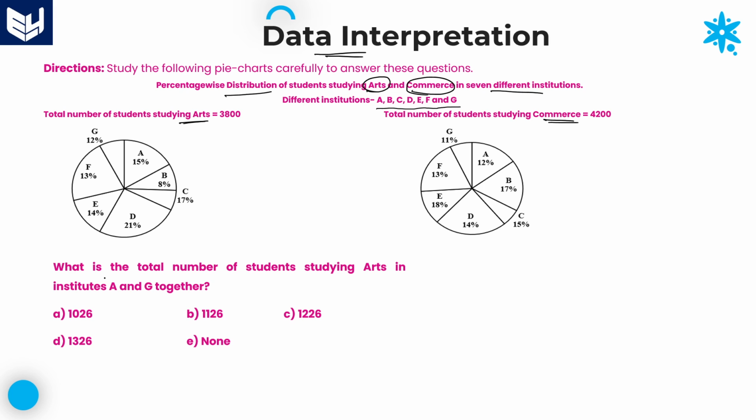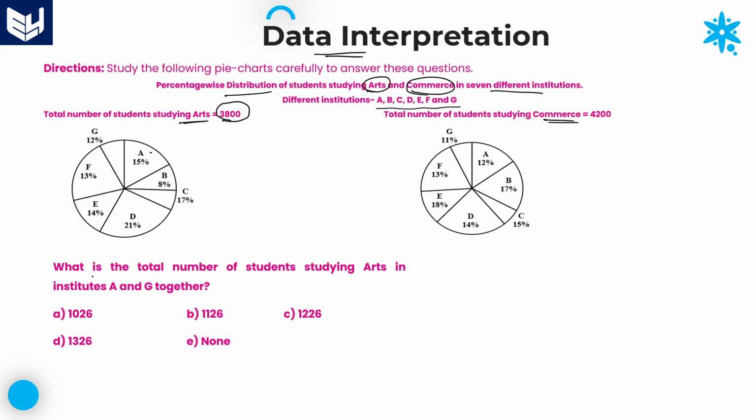First of all, some people will first calculate A in arts, how much value. Total arts is 3800, A is having 15%. What is 15% of 3800? Like that they will calculate each and every value. But that particular thing is not at all required. From an examination point of view, while solving the problems, whatever the things are asked in each and every question, only those things you can calculate and the remaining are not required.